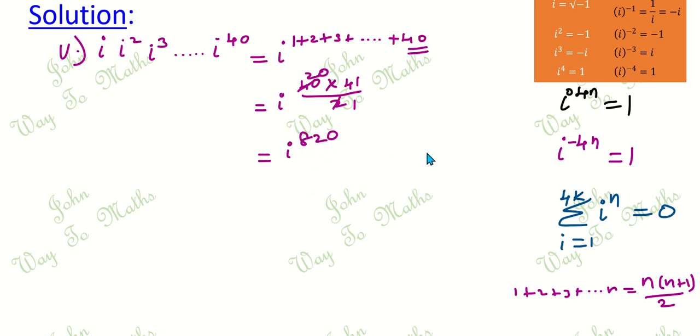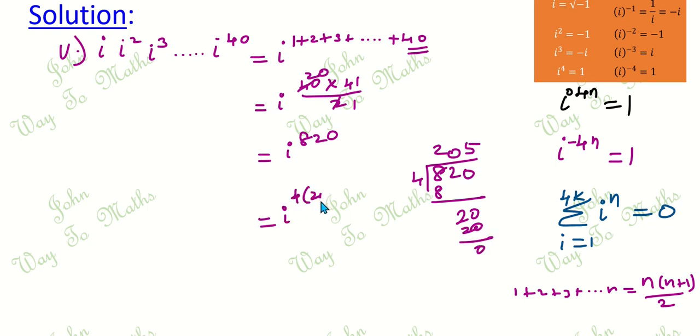So i power 820. Dividing 820 by 4, 2 4s are 8. Bring down 2, since it is smaller put 0, then bring down 0. 5 4s are 20, remainder 0. So this can be written as i power 4 times 205. Since it is a multiple of 4, we get the answer 1.